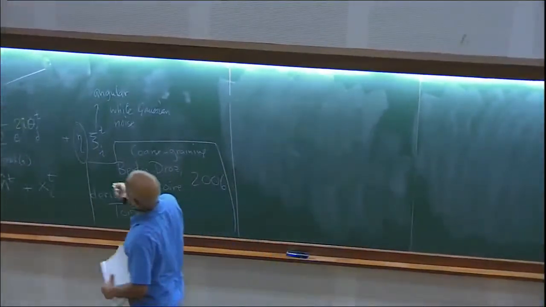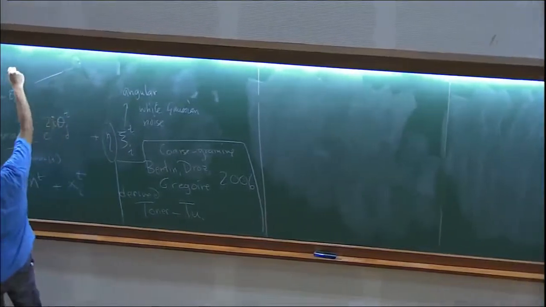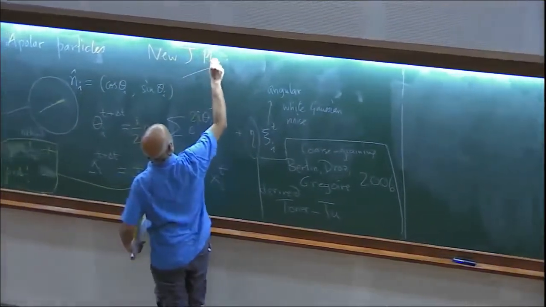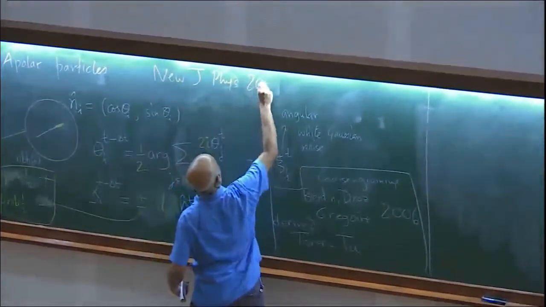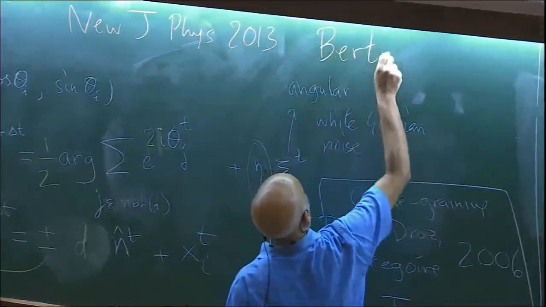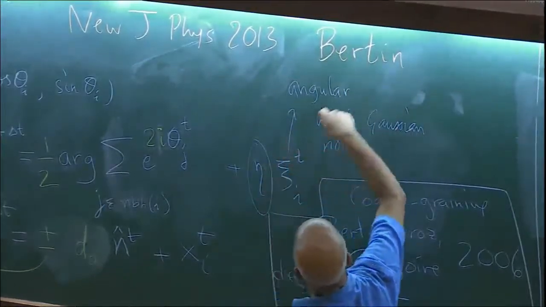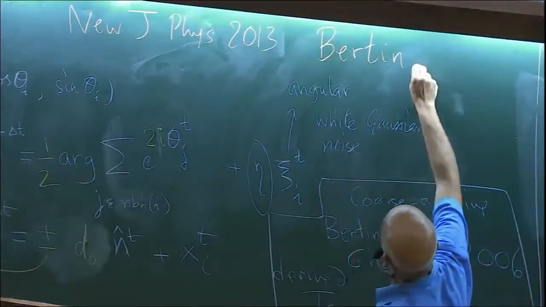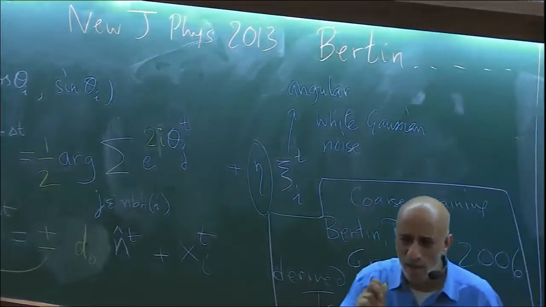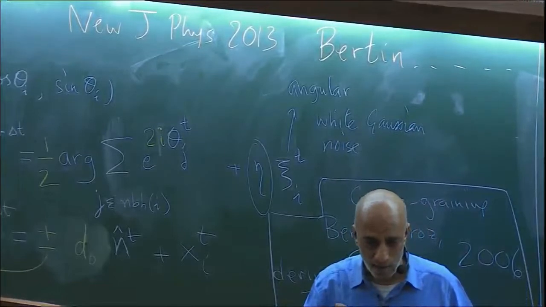There's a paper written by a whole bunch of us in New Journal of Physics in 2013, by Eric Bertin and, among others, my former student Shradha Mishra, myself, and various others, which spells out the entire business of deriving the coarse-grained equations for an active nematic from this model.